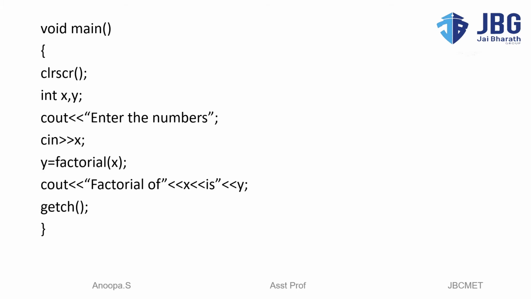This is my main function. Clear screen, int x, y, enter number x, y equal to factorial of x. Since the function is returning an integer number, we must receive it in some variable. That is why I have assigned y equal to factorial of x. Then we will output the factorial.